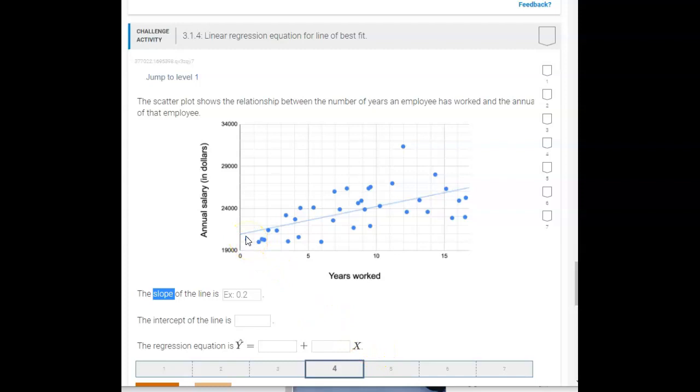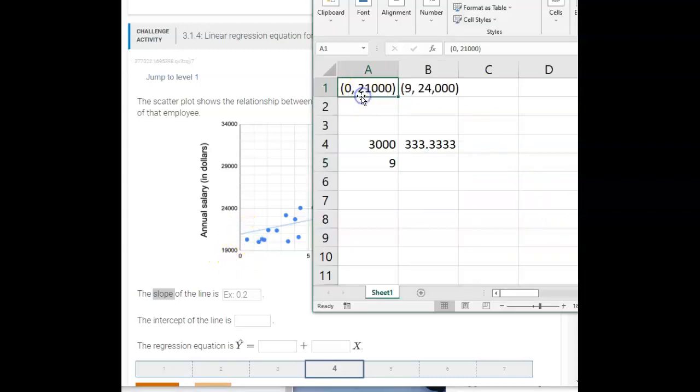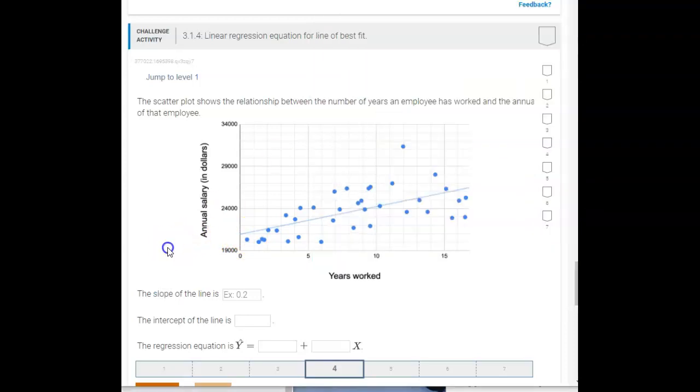Now what you want to do is look at the line and try to find 2 points that are on the line that you can easily figure out what the coordinates are for those points. Now one is the y-intercept. It crosses really nicely here. It looks like at 21,000. So the y-axis starts at 19,000, 20, 21,000. So 1 point on the line is 0, 21,000. And then another point on the line that you can easily identify what the y and the x coordinate is, this is probably the best choice here. X is 9 and y is 24,000.